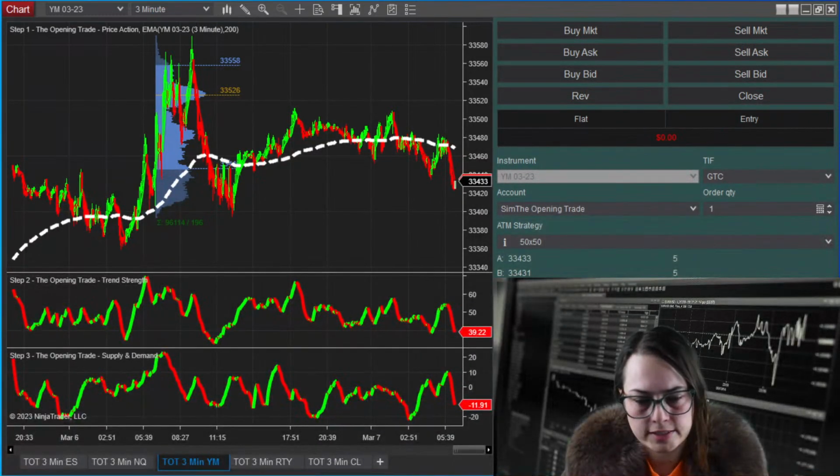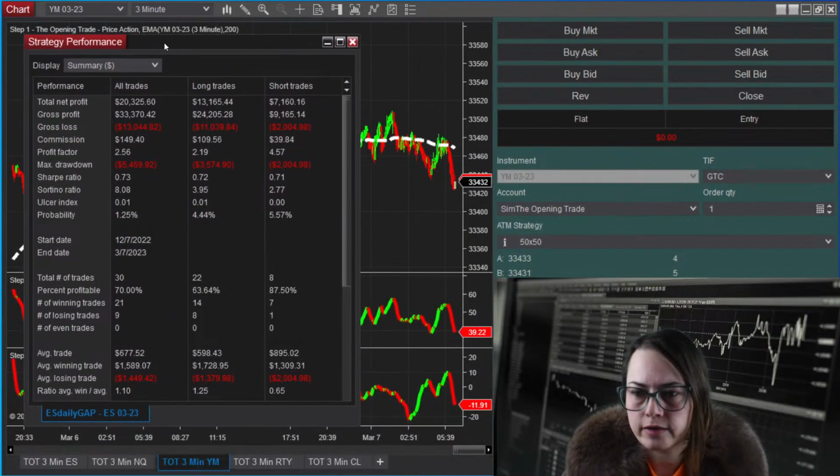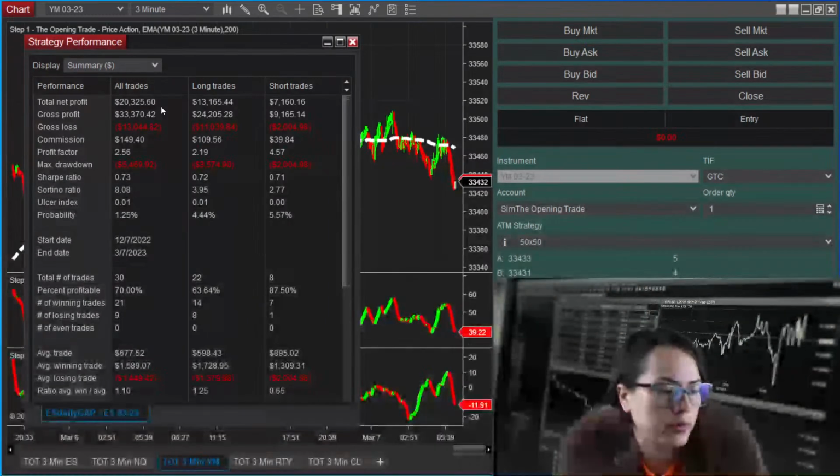All right, now let's take a look at the other strategy we could potentially see later in this live stream, and that's going to be on the ES, which is the S&P 500. Here's our 90-day date range, the max drawdown, gross loss, gross profit, and total net profit.